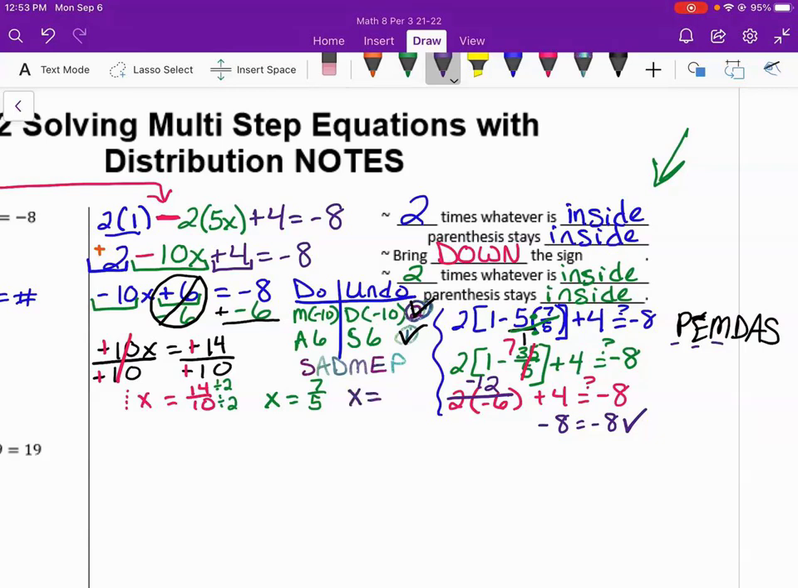We're going to write this as x equals 5 goes into 7 once. It starts with a 5 on the bottom, so it stays there. 5 goes into 7 once with 2 left over. So x equals 1 2/5.